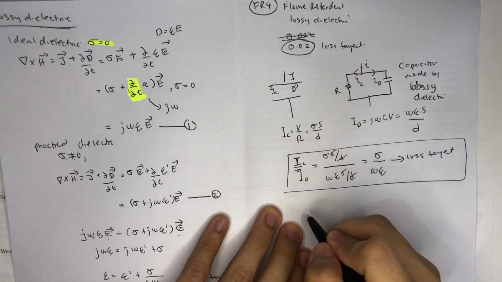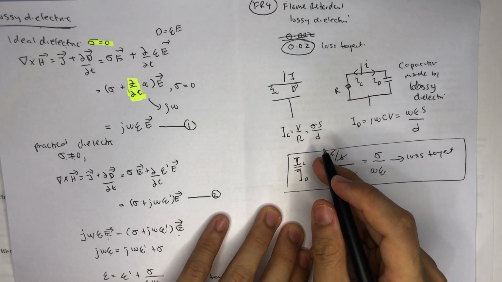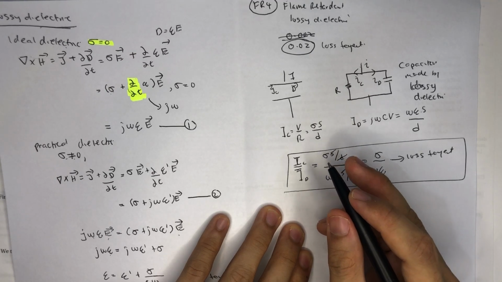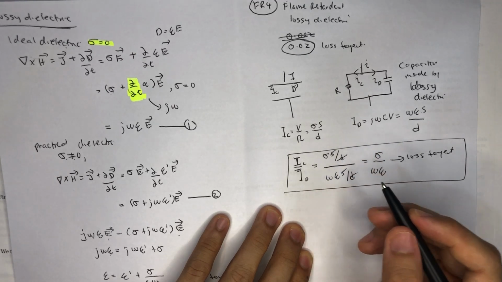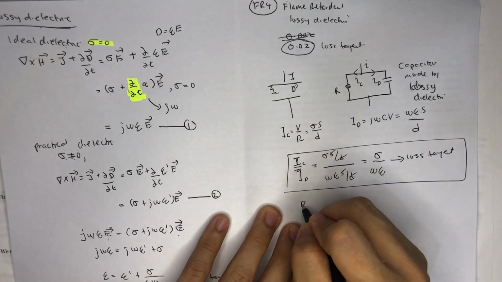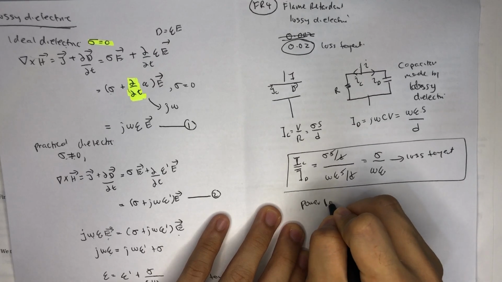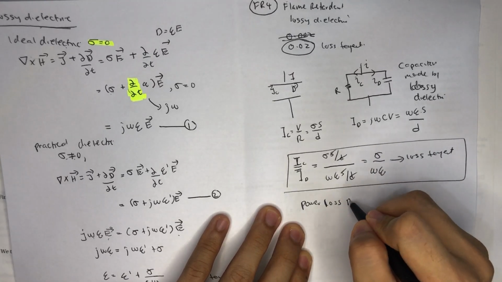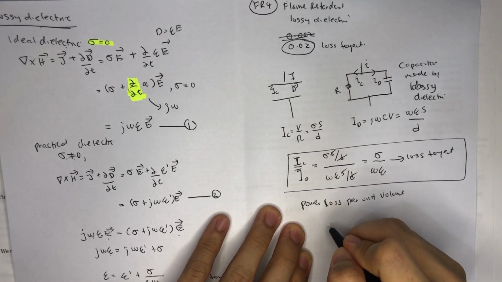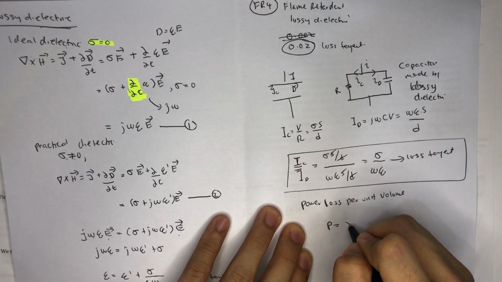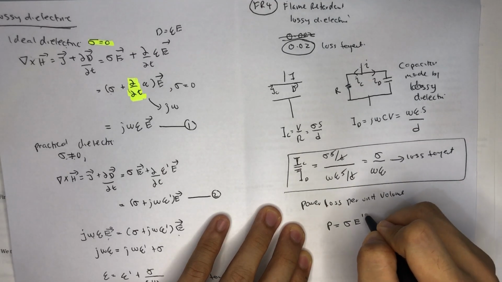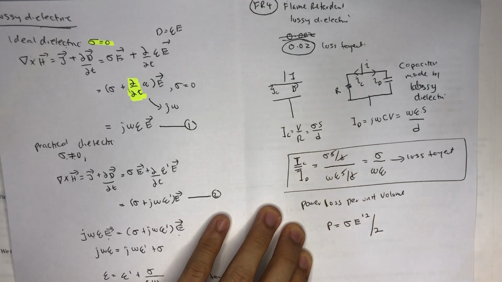When we have current, voltage and resistance, some of us also think about the power loss. So the power loss per unit volume, which we want to represent within the volume, is equal to sigma E squared over 2.